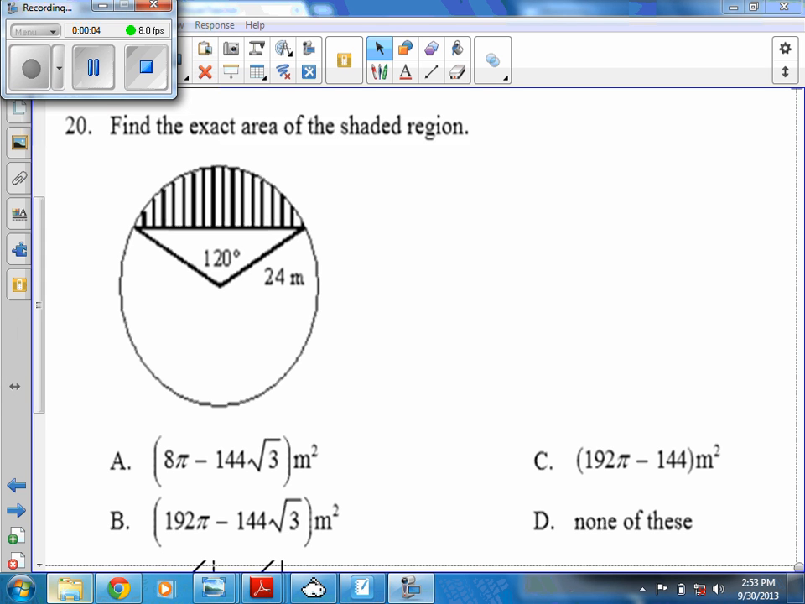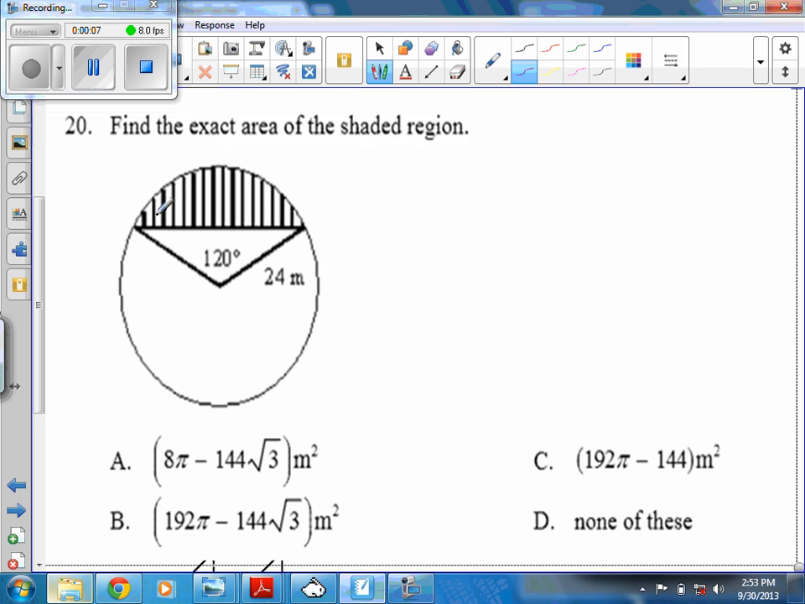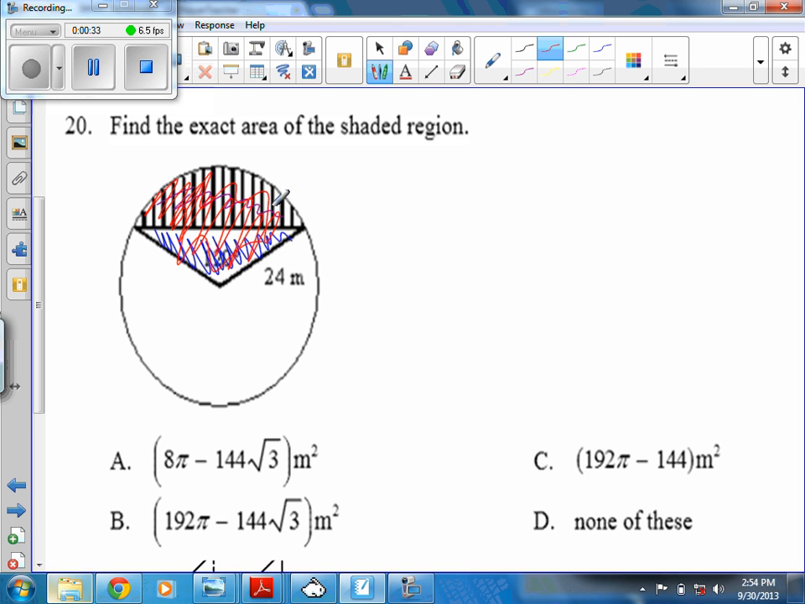So in this problem, we need to find the area of the shaded region, or we're looking for this bit of area here. So immediately, I'm thinking, okay, what if I found the area of, say, this triangle, and found the area of this complete sector, subtracting from each other, and what's left is going to be the area shaded. So that's where I'm thinking I want to go. That's my plan of attack.